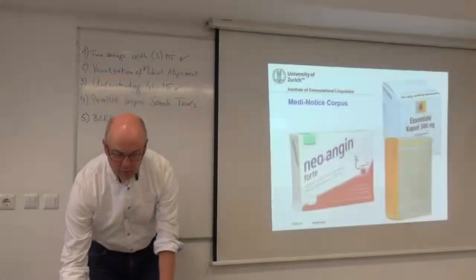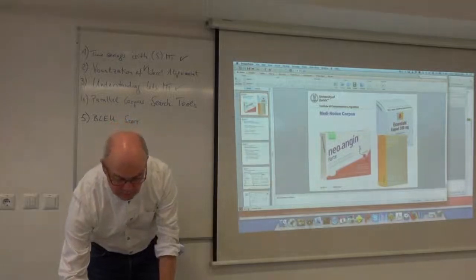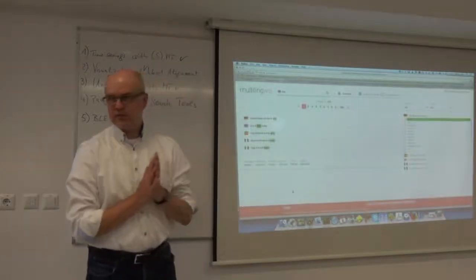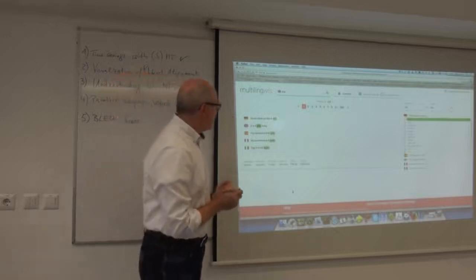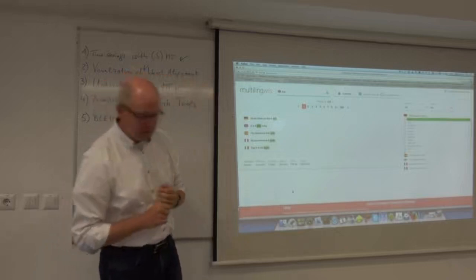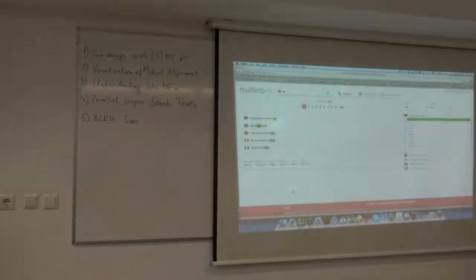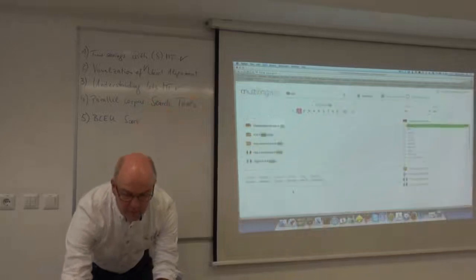Now, in order to exploit these corpora and to search them, we have built our own parallel corpus search tool, which is called Multilingwis, for a multilingual word information system. And this is my first example of how it can help you to detect translation errors. Here we're looking at the Europarl, European Parliament debates, and I have searched for the English word July. Increase this a little bit.